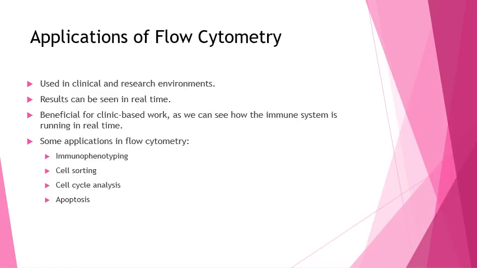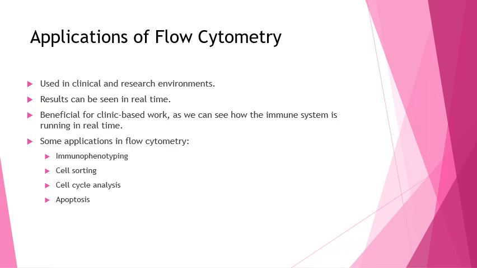Quickly, just some applications of flow cytometry. It can be used in clinical and research environments. And what's nice about it is that results can be seen in real time. So this is really beneficial for clinic-based work, as we can see how the immune system is running in real time. A lot of times, in clinical settings, they'll run blood work, and there are small flow cytometers for these blood works, so that they can quickly see how their cells are looking, how the immune system's looking. And then again, some applications of flow cytometry are immunophenotyping, cell sorting, cell cycle analysis, and apoptosis.